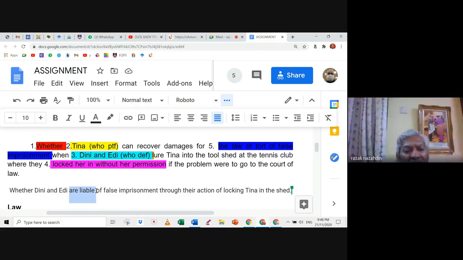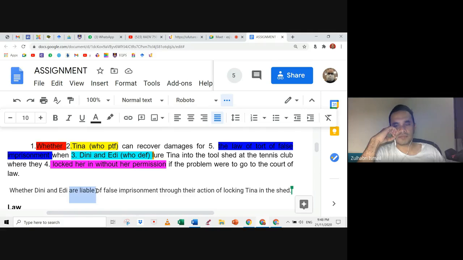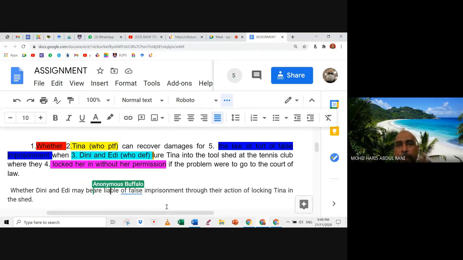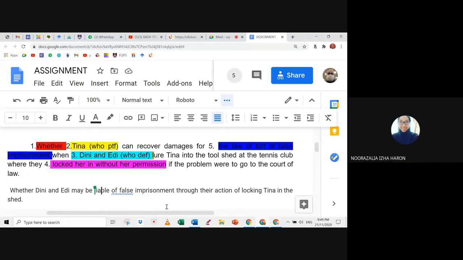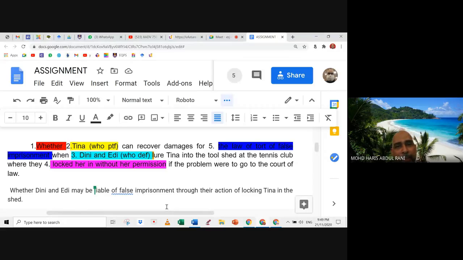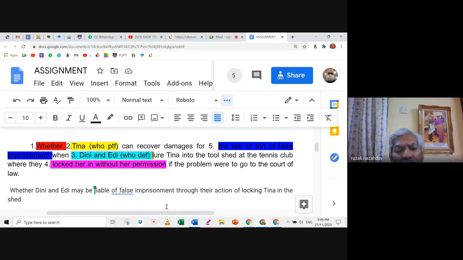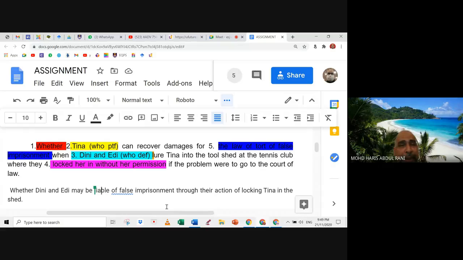So kalau nak letak liable tu, I think tukar sikit macam, I don't know, I tak pernah guna ayat ni. Macam whether there are probability Dini and Eddie liable of false imprisonment. Itu mungkin kot sebab dia maybe sebut tak there are would, probability, maybe, perhaps, you know. Kalau macam tu boleh? Betul lah. Maybe liable tak boleh because sama dengan soalan tadi. Sir guna perkataan can recover. She is using can be liable. Can be liable is good. Can be liable sama dengan may be liable.